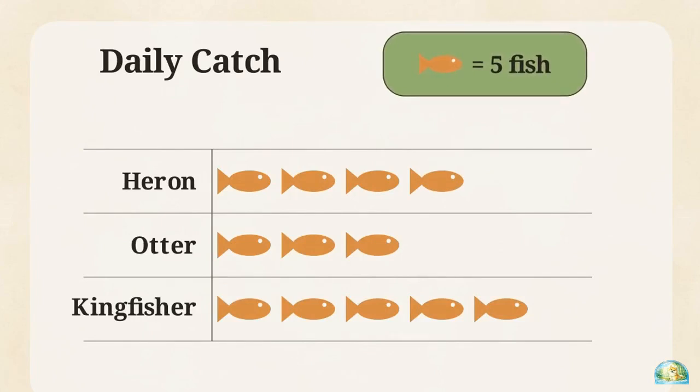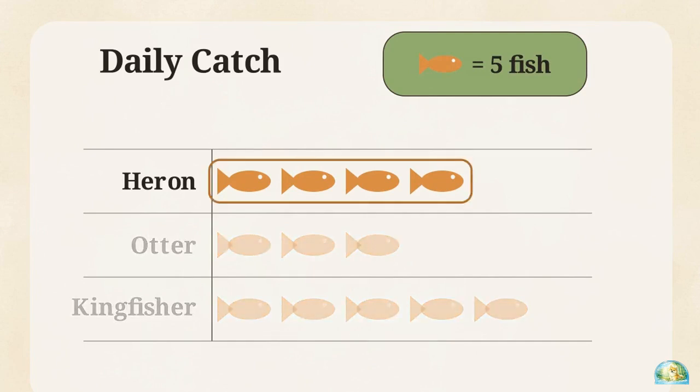This is the key. It tells us that each painted fish icon stands for exactly 5 fish, rather than just 1. Since Heron's row has 4 icons, Wren reads the total by skip counting by 5s. 5, 10, 15, 20. Skip counting is a fast way to find the total, but mathematically you are multiplying.